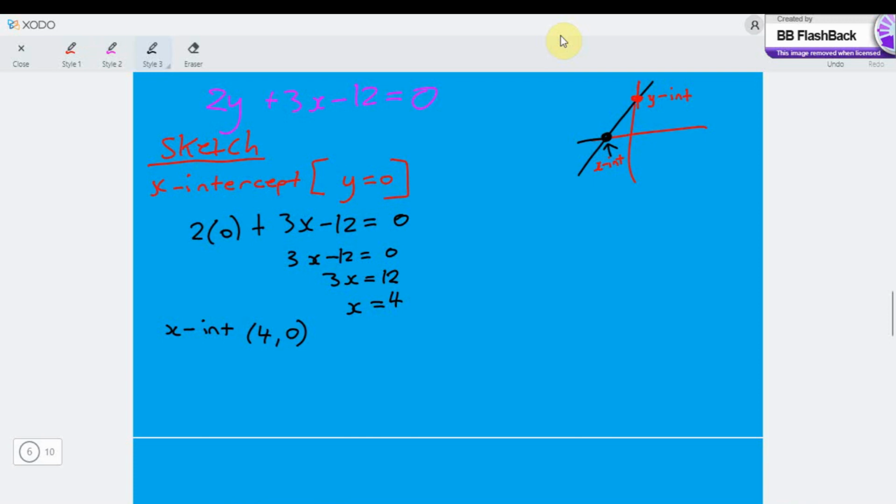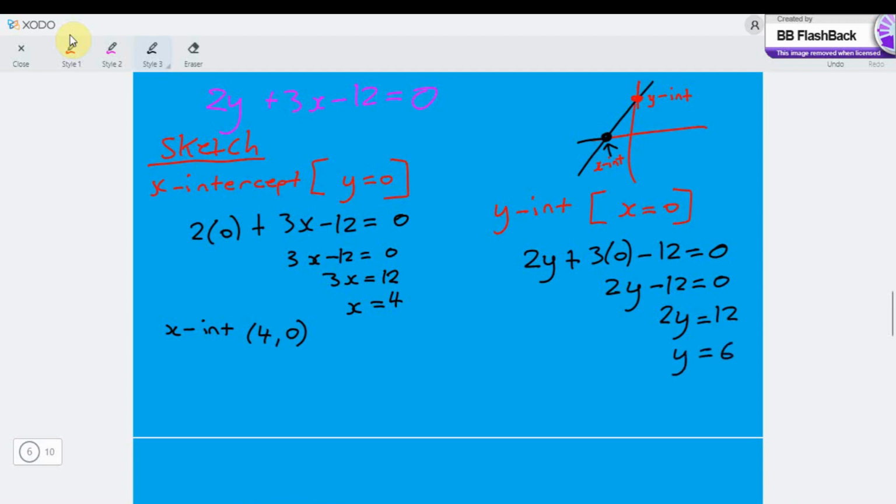Now once we get the x-intercept is 4, 0, we need to find our y-intercept. The y-intercept occurs when x is equal to 0. So when x is 0, we plug 0 in here. This is 2y plus 3 times 0 minus 12. In that case we're getting 2y minus 12 equals 0, so 2y is equal to 12. So y is 6. The y-intercept is the point where x is 0 and the y value is 6.